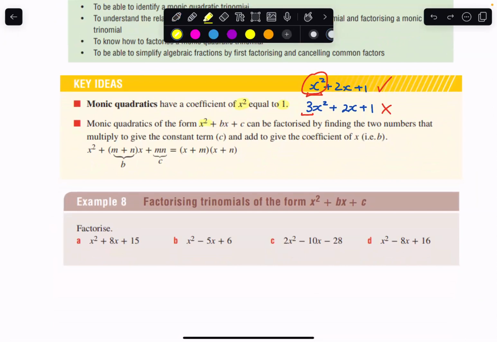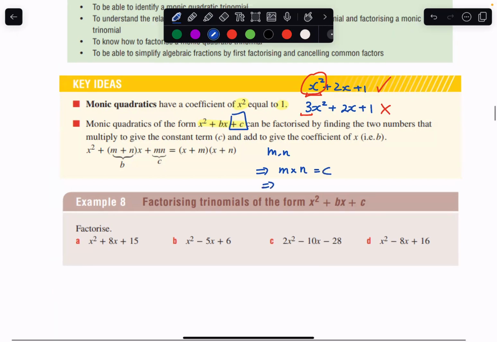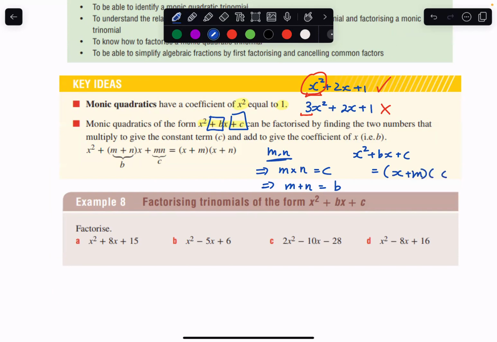To factorize x to the power of 2 plus bx plus c, we're going to find two numbers, m and n, so that m times n equals the constant number c, and m plus n equals the coefficient of the middle term, the term with x, which is b. Once we find these two numbers, x squared plus bx plus c can be written as bracket x plus m times x plus n. That is the whole idea.